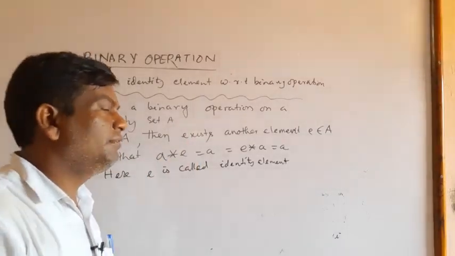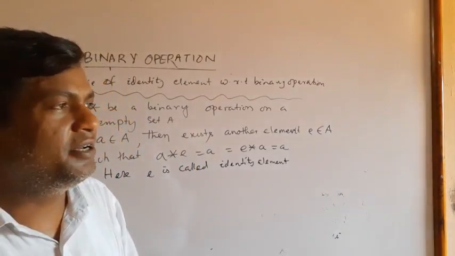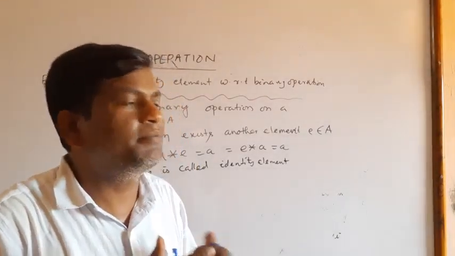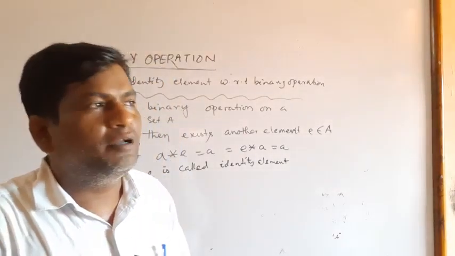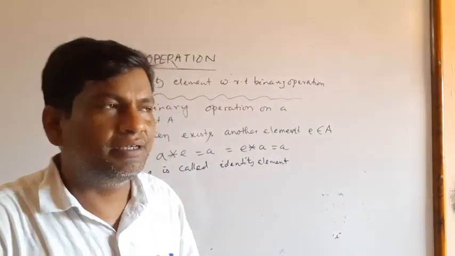For example, in the set of natural numbers or the set of real numbers R, the operation is addition. What is the identity element?